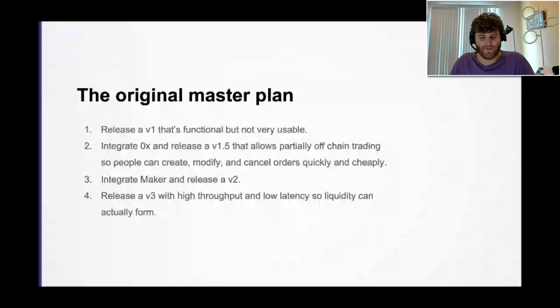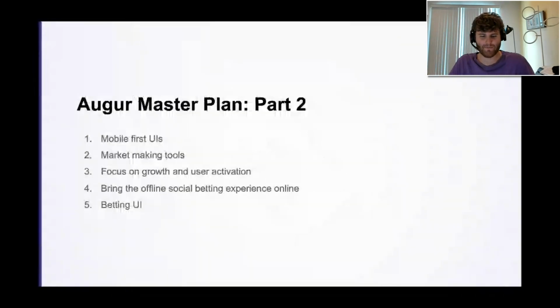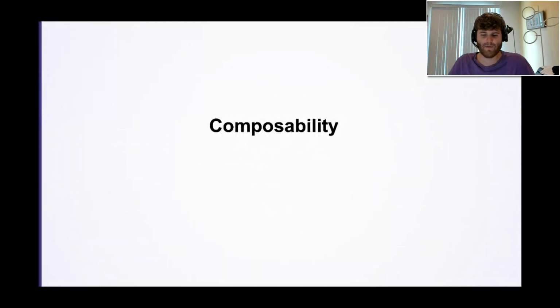This is just the vision behind Augur. Initially we wanted to release a functional version that wasn't a good experience, and then iterate on the experience until it actually works smoothly. We're doing some of that with V2, and we're going to continue doing that with version 3 afterwards. But now I'm going to talk about composability for the rest of this talk.